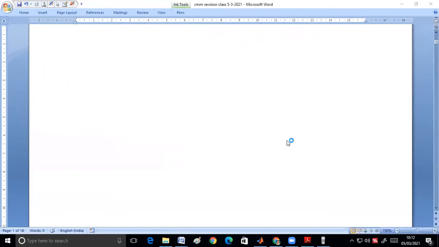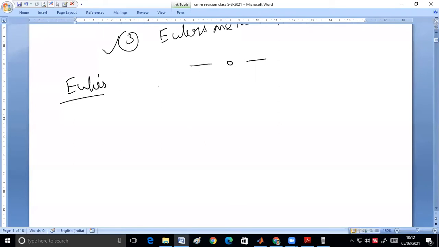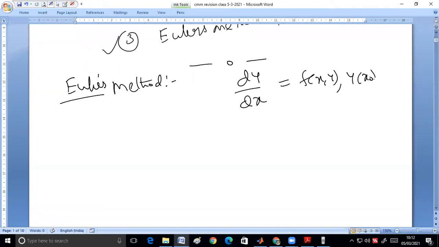So what is Euler's method? I will explain it briefly. Suppose a differential equation, an ordinary differential equation, dy by dx equals f of x, y and y of x naught equals y naught is given. Then what is Euler's method? A very simple technique, I will directly explain the formula. y n plus 1 equals y n plus h into f of x n, y n.